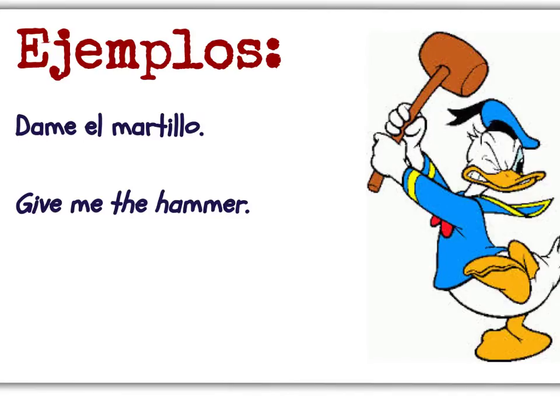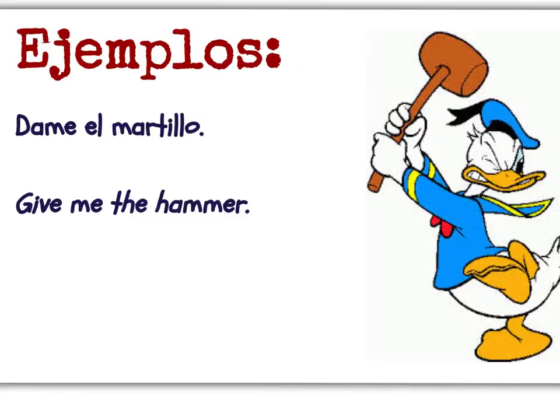Dame el martillo. Give me the hammer. Da comes from dar, which means to give. So I attached my pronoun, which was me, to my command like I'm supposed to. However, da is just one syllable, so I don't need an accent. Dame el martillo. Now, what if I wanted to say, give it to me, and I'm talking about el martillo? Dámelo. Then I would need to have an accent on my A.